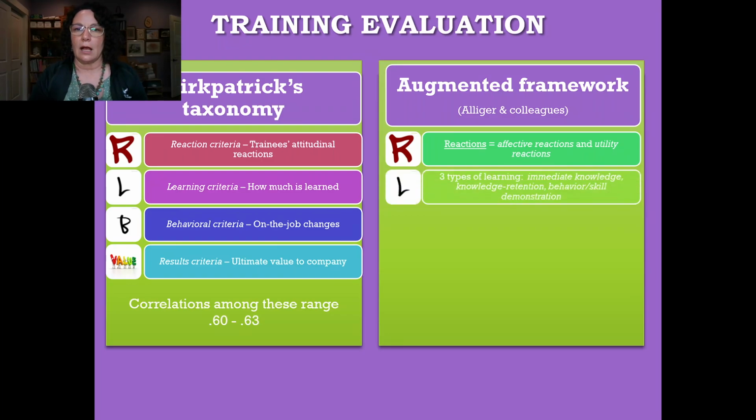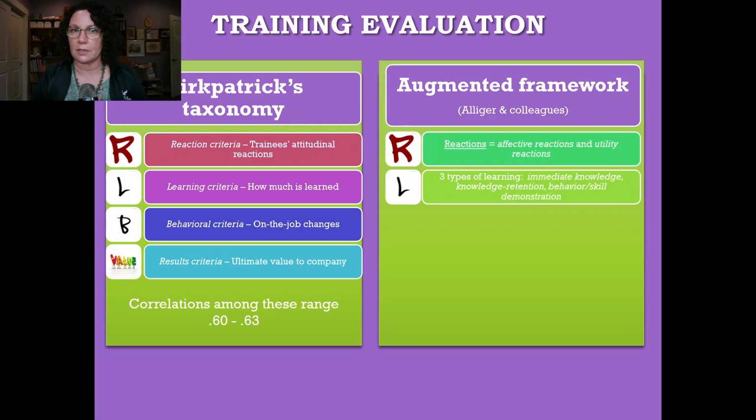Oh, we still have an L. But they said, you know what? There are three types of learning. It's not just learning, three types of learning. So their immediate knowledge, so maybe a quiz that they took as part of the training. Knowledge retention, maybe we should give them a test again 6 months later and find out if they still are holding this information that they were trained. And then behavior and skill demonstration.